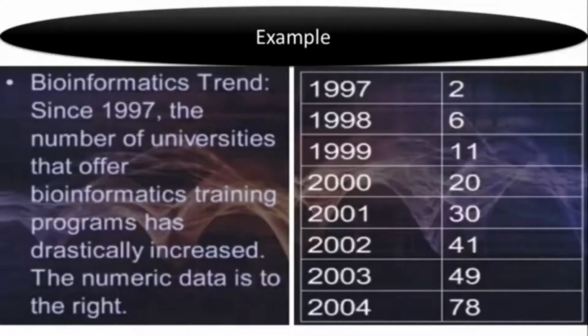So we start with the example of bioinformatics trends since 1992, in which we show you the number of universities that have been offering bioinformatics training programs from the year 1997 to the year 2004. So you can see the different figures related to bioinformatics trends in such universities. That's the data given at the right of your screen. For each year, you have the figure representing the number of universities offering training in bioinformatics.